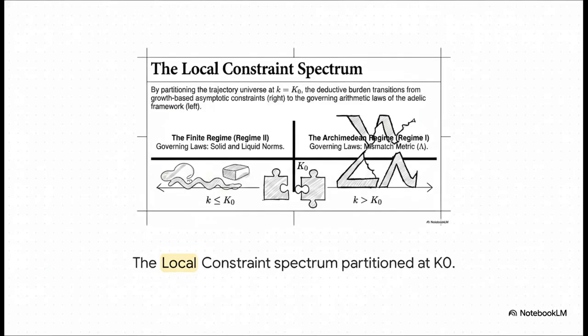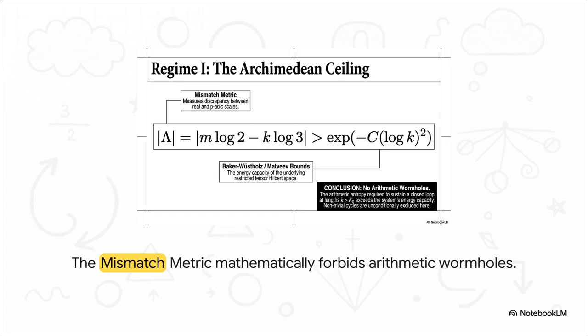When mapping this out on the local constraint spectrum, you see the finite regime bounded by solid and liquid norms, while the Archimedean regime is bounded by a mismatch metric called lambda. This strict partition at k equals k0 is really the structural key to the whole proof. It seamlessly transitions the deductive heavy lifting from asymptotic growth limits down into the governing arithmetic laws of the Adelic framework. And this brilliantly illustrates exactly how the Archimedean ceiling works.